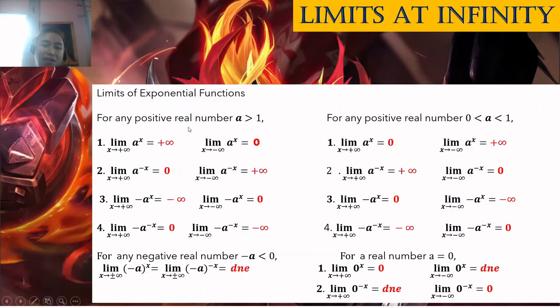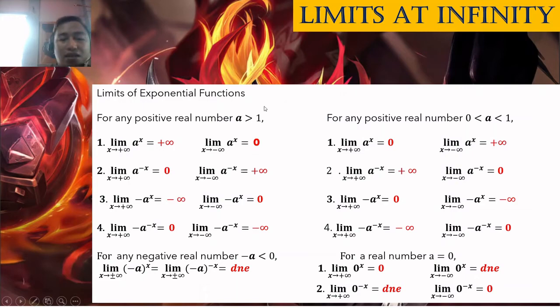Okay, for any real number a greater than 1, that is the first case. I only numbered 1, 2, 3, 4. And then for any positive real number a between 0 and 1 here. Now, for any negative real number, a less than 0, so these are negative numbers here. And then if a is 0, that is also a case.